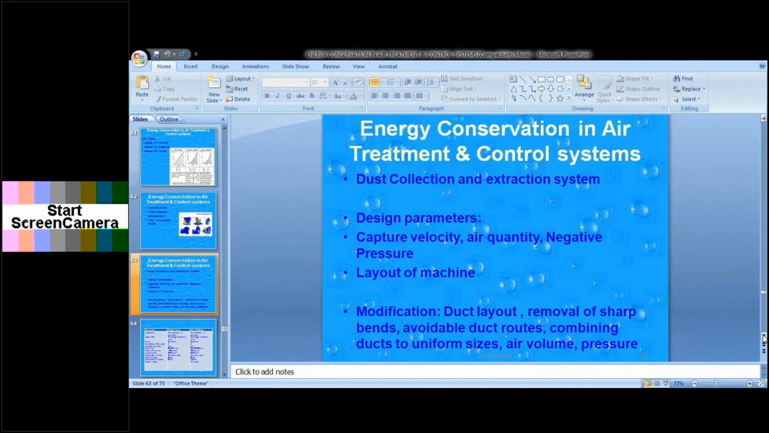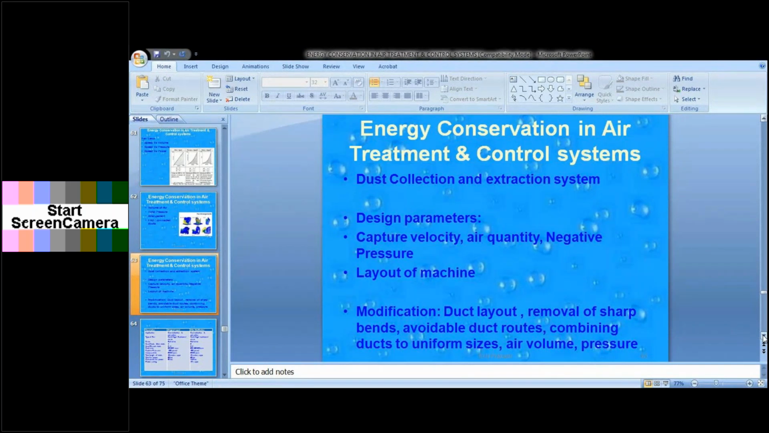So in the dust collection extraction system, basically design parameters are required. That is, what is the capture velocity? At what velocity do you have to collect the fumes or dust? Then what is the air quantity? How much air has to be removed from a particular machine? Then at what negative pressure? There should be negative pressure. Then only air will start sucking and moving the material or dust, whatever it may be.